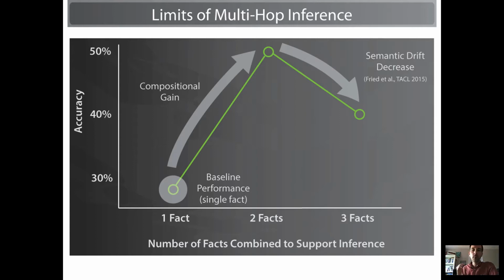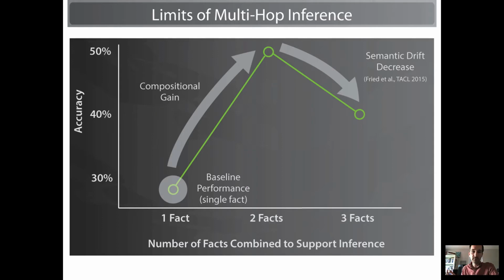And so what you tend to see is that as your inference algorithm combines more facts to answer questions, its performance goes up, peaks at some point, and then combining more facts either doesn't help or actually causes performance to decrease.